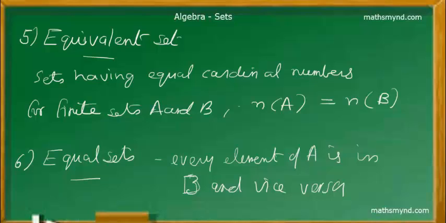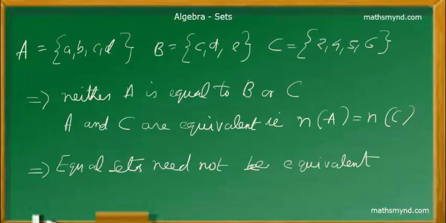Equal sets means that the elements of both the sets are equal, in the sense that if we are comparing two sets A and B, then every element of A ought to be in B and vice versa, which means that every element of B also must be present in A. Let's look at a particular example to drive home the point.